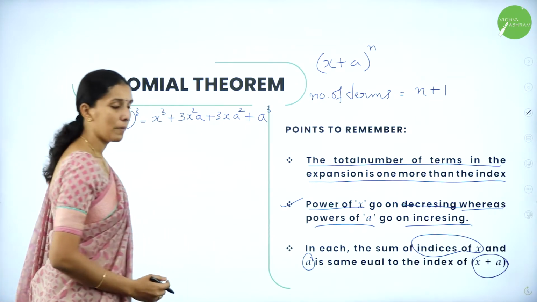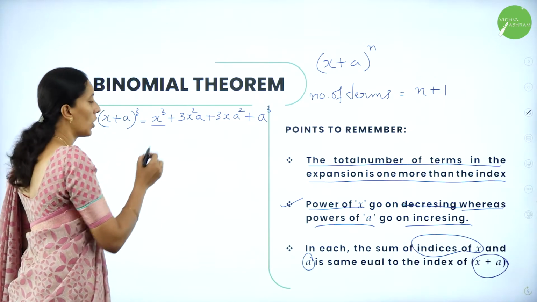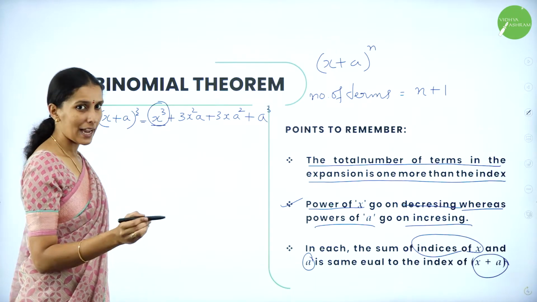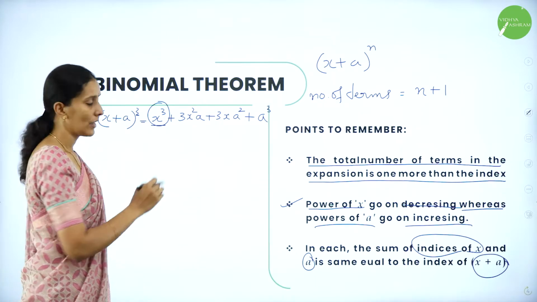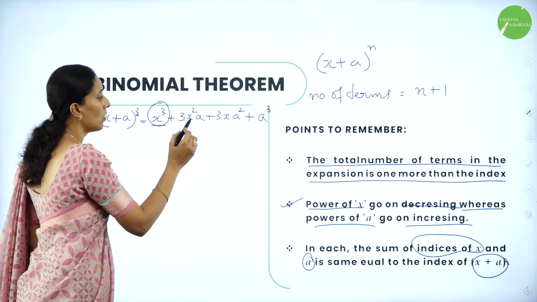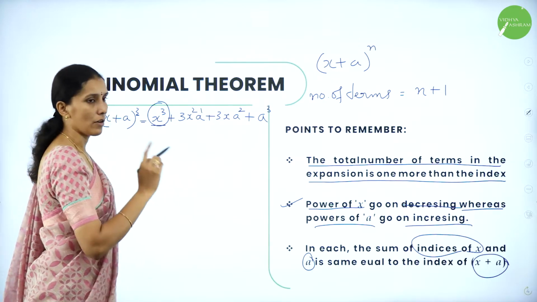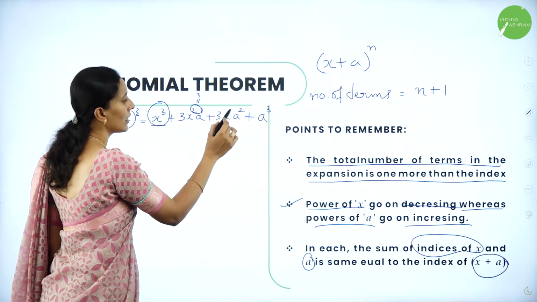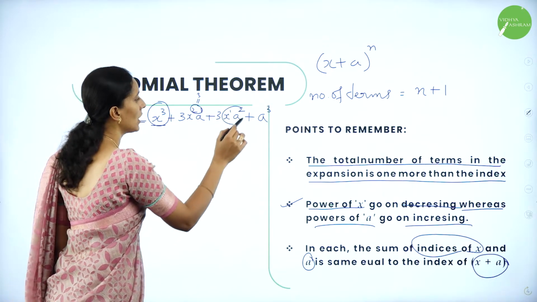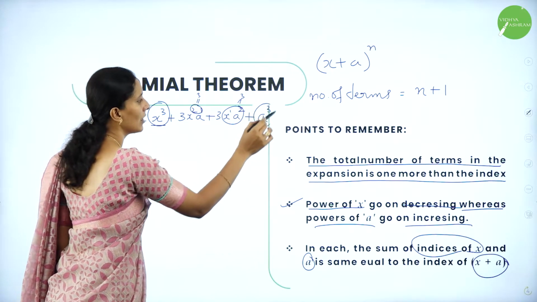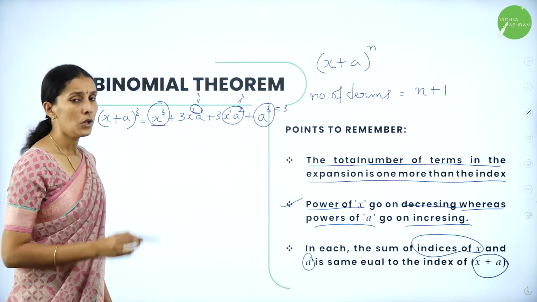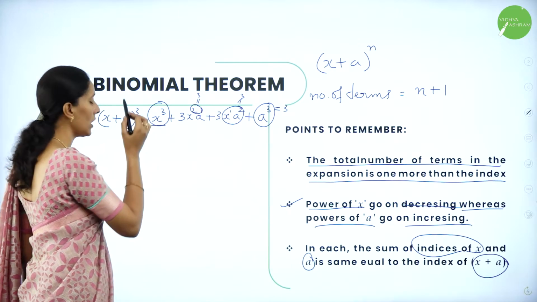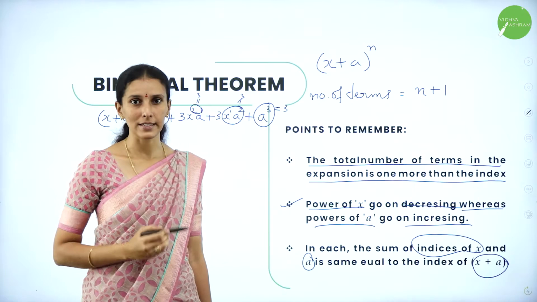What does my third statement say? That in each term, when you add the total power of x as well as a, it should be equal to the index. Look at the first term, here it is 3. Look at the second term, x square a1, so 2 plus 1 is 3. Similarly, here it is 1 plus 2, which is equal to 3. And similarly, this is equal to 3. So in each term, when you add the power of x as well as a, that should be equal to the index of x plus a.